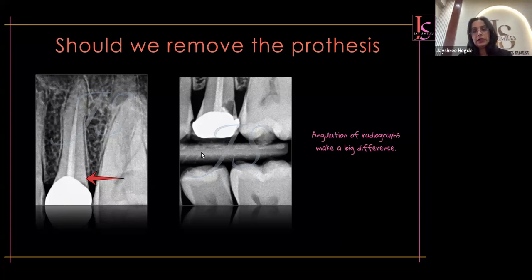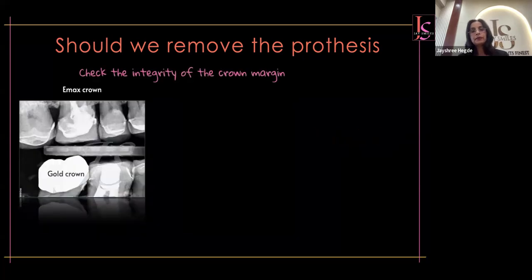So angulation of the radiograph matters: you take a bite wing, you take an IOPA, and you also use your probe to move around the margins of the crown to see if there is any catch. If there is a catch, then you need to make sure you change the crown.